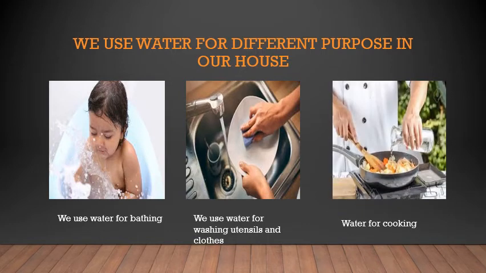Very important, we use water for cooking. In cooking, we use water to clean the vegetables. Then when you are cooking, we use water, 1 glass of water. When you're cooking rice, it requires a lot of water. So the different purposes in our daily life are: we use water for bathing, we use water for washing utensils and clothes, and even for cleaning our house. We use water for cooking.